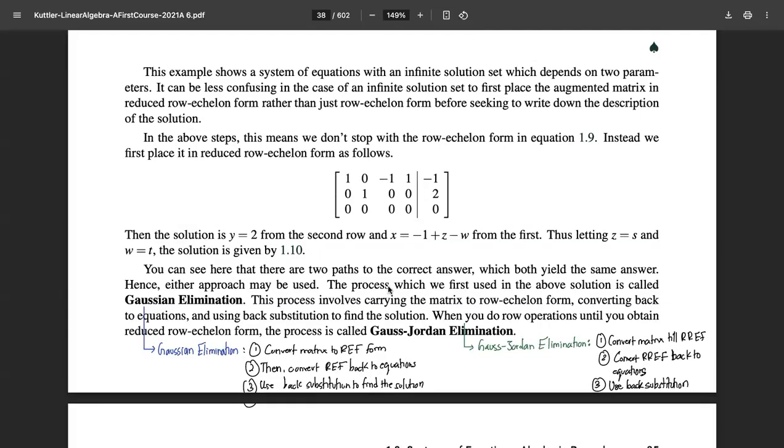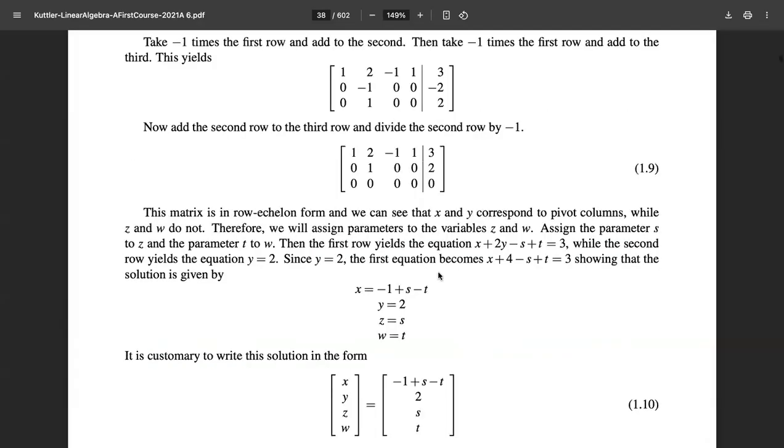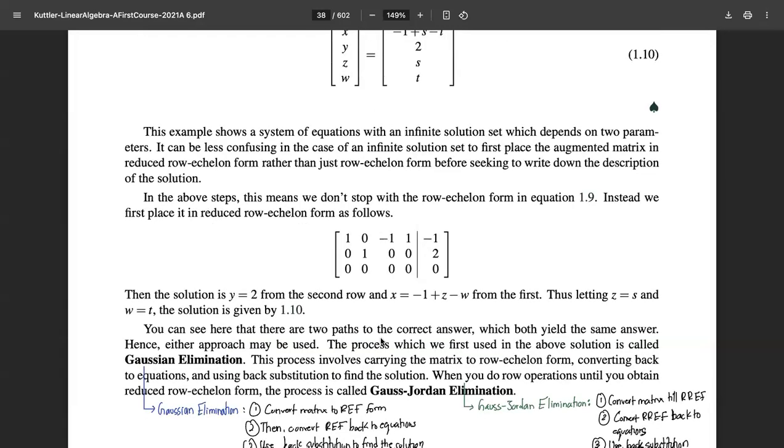Over here, what they're stating is that we stopped at the row echelon form in our previous example, but we can also bring it to the reduced row echelon form, and it would give you the same answer. So you have two paths. You can use the reduced row echelon form, or you can use the row echelon form, but they both lead to the correct answer. Either approach can be used.